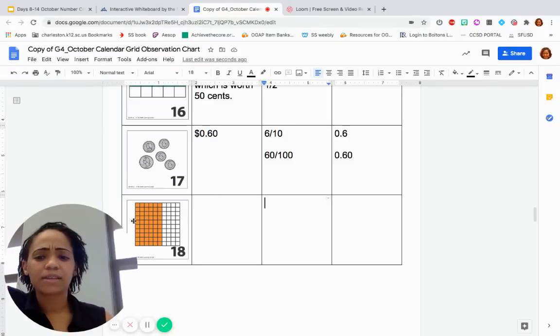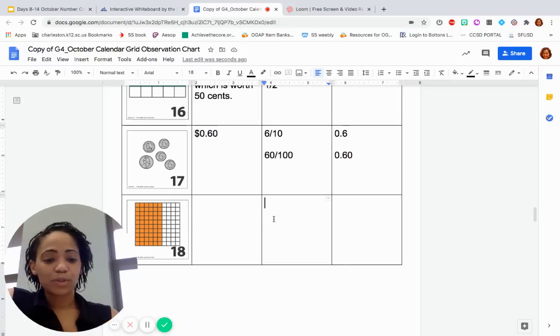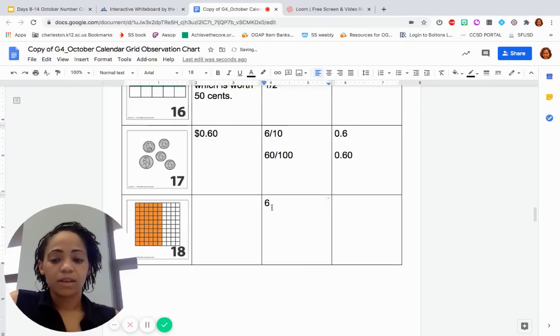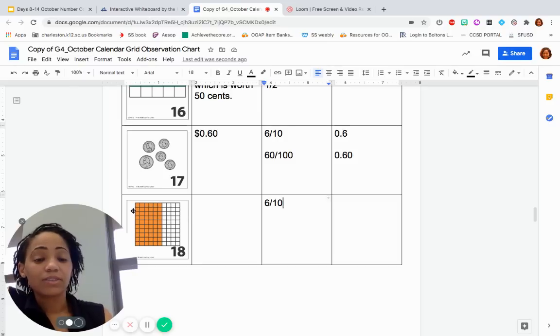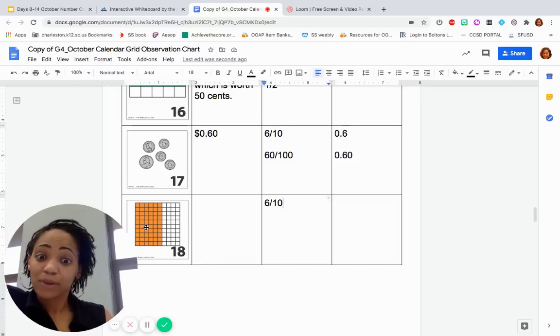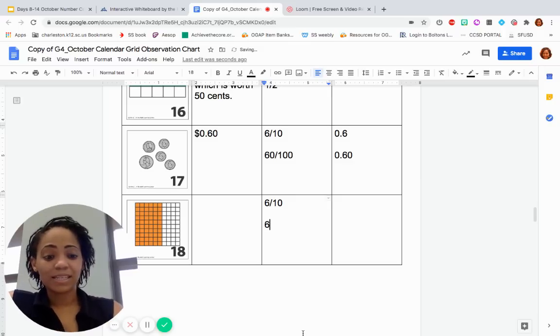How many of these columns or tenths are shaded in? Yeah, 6 of them, which would give me 6 tenths. And how many are in a tenth? So if I were looking at these little squares, how many of these little squares are shaded in? There are 10 small squares in each tenth. We have 6 of them. Right, so it would be 60 hundredths.